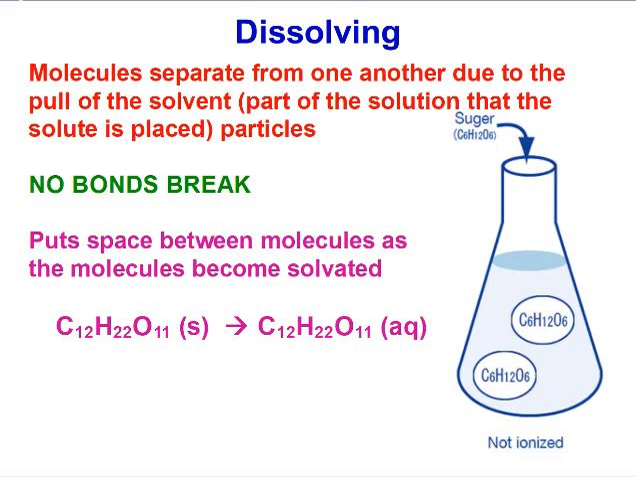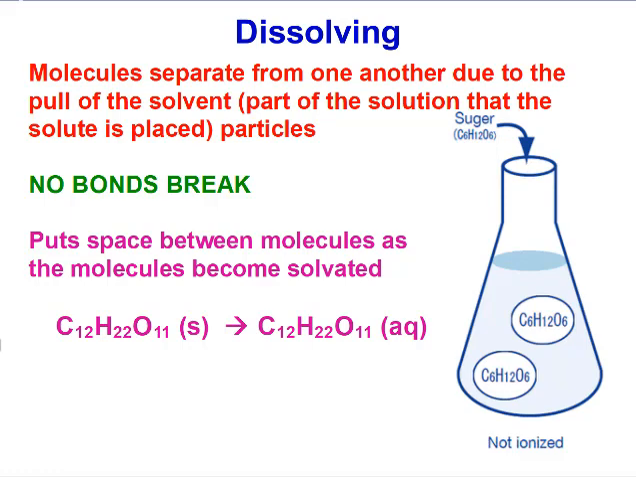Dissolving is when molecules separate from one another due to the pull of the solvent. The solvent is the part of the solution that the solute is placed in. The solute is the thing that dissolves; the solvent dissolves it. And in dissolving, no bonds are actually breaking. It's just putting space between the molecules as they become solvated.